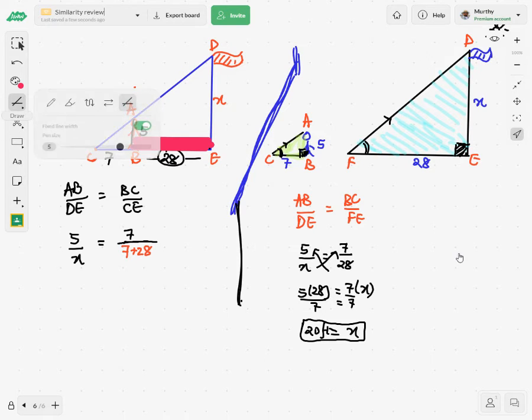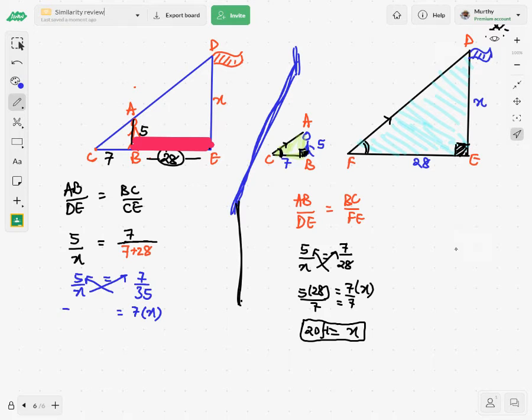Okay, so let me take my pen again. Therefore it is 7 over 35 equals 5 over x. Then you go for cross multiplication, which is 7 times x equals 5 times 35. To isolate x, divide by 7. Then you may make use of a calculator, you should get 25 units. Done. So that's the difference.